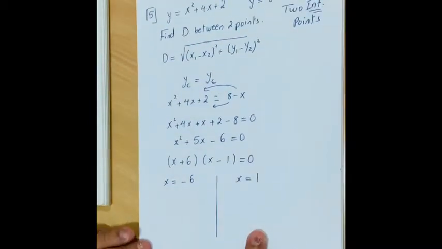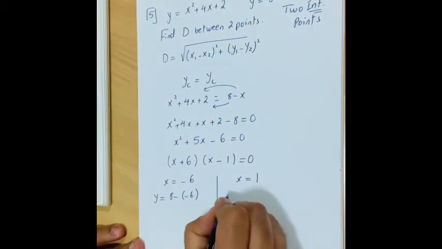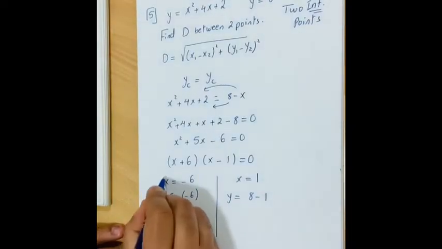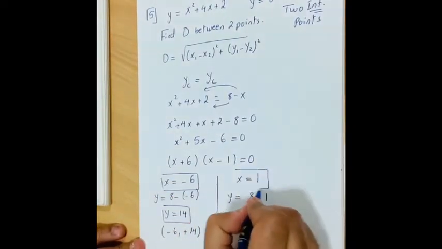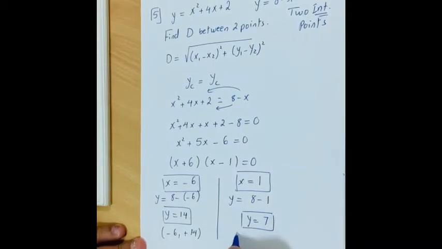If you want to find the values of y, replace the x values in any one of them. For myself, I'll use the straight line equation. Y equals 8 minus negative 6, and y equals 8 minus 1. The y coordinate is 14. So the first point is negative 6 and positive 14. Sorry, this is the x value and this is the y value. And the y value for the second is equal to 7. The second point is 1 and 7.